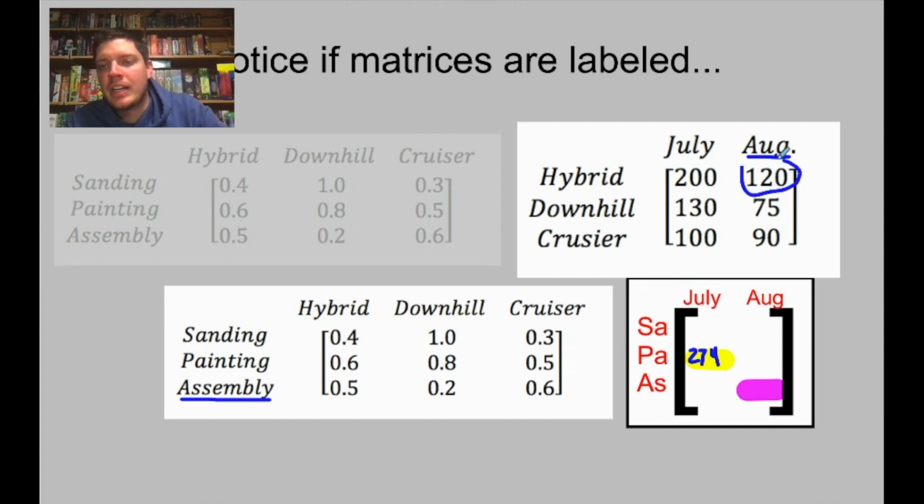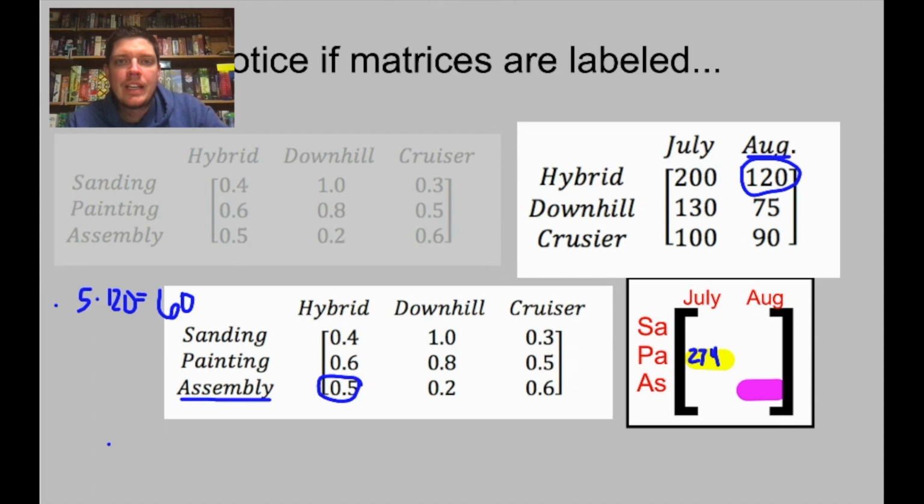So I'm going to start right here with 120, and I'm going to multiply it by 0.5. Look at your labels. To assemble hybrids is a half an hour, and there were 120 hybrids in August. And I'm trying to find our assembly time in August. So I'll write it up here, 0.5 times 120, and that's going to equal 60.